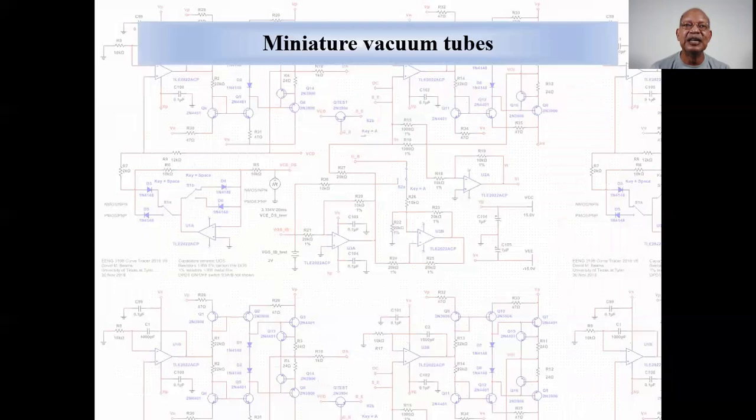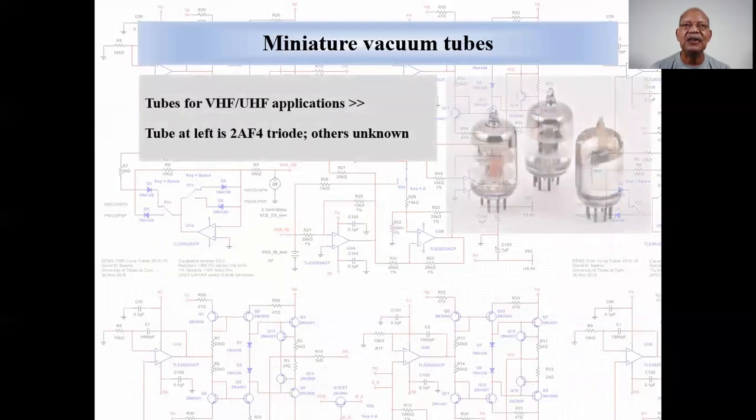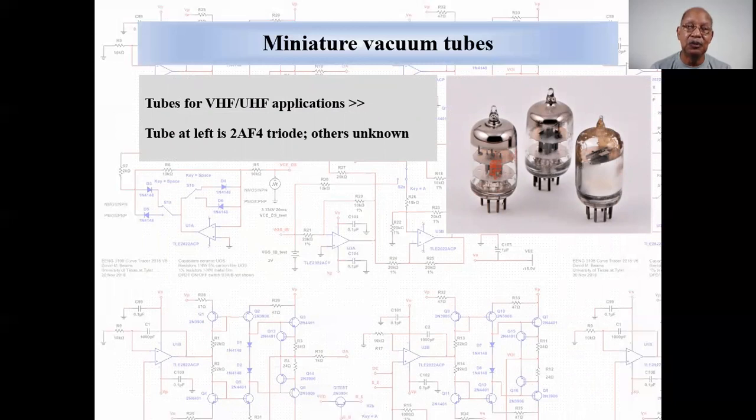Other examples of miniature tubes. Very compact miniature tubes for VHF and UHF applications. These tubes are approximately 2.5 centimeters in height. The 2AF4 was introduced circa 1940.